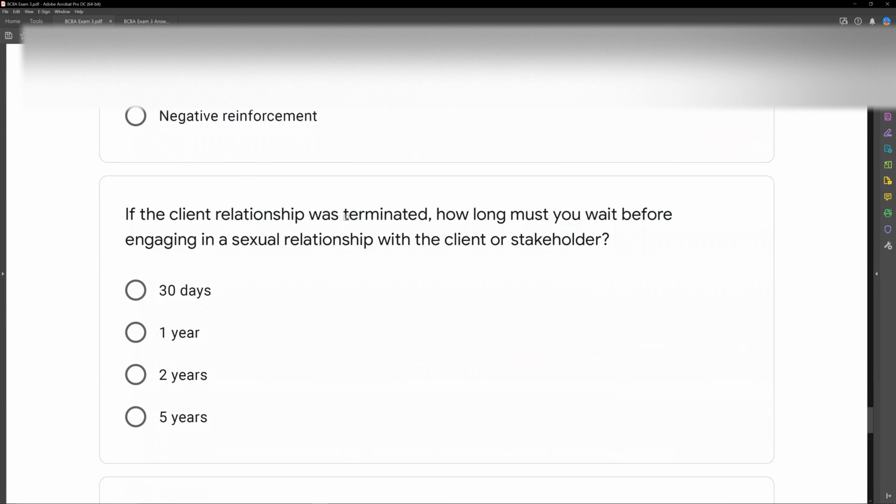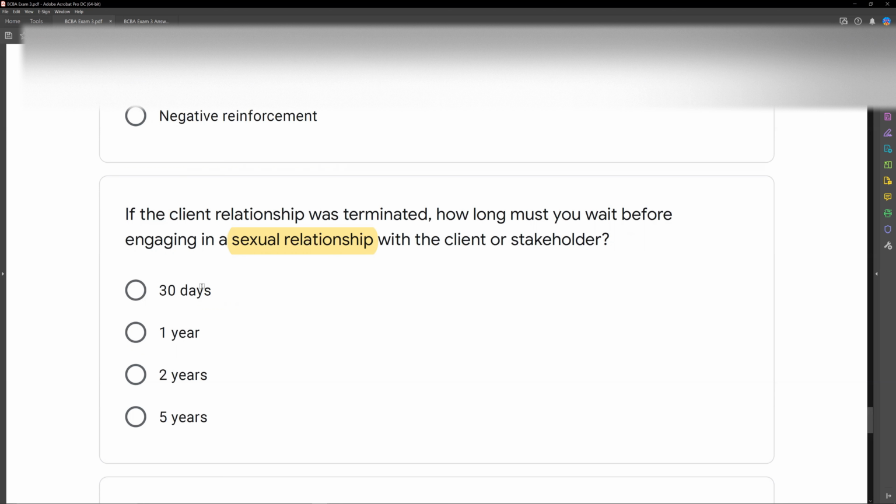If the client relationship was terminated, how long must you wait before engaging in a sexual relationship with the client or stakeholder? Ethics question. A lot of ethics is very black and white, meaning you just need to know it. In this case, we're talking about engaging in a sexual relationship with the client or stakeholder. There is a time limit, okay? Now, the ethics code is vague, if at all, about friendly relationships with clients and stakeholders after the relationship is terminated. But sexual relationships, they're very explicit.